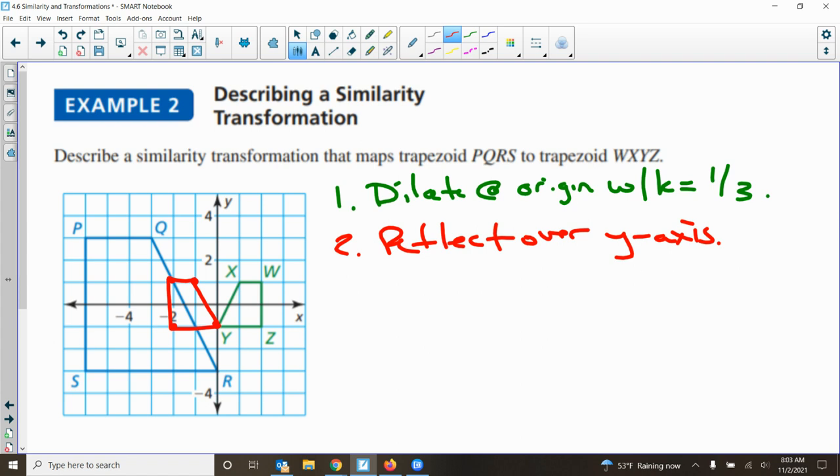I think we could do those in any order. Do you agree that if I reflected first, then dilated, I should get the same thing? I don't know if that's always true in general, but in this case, you would definitely get the same thing. Mr. Westfall, you're good at visualizing these things. If you dilate and then reflect, is that always going to be the same as a reflection and then the dilation? Does the order matter?